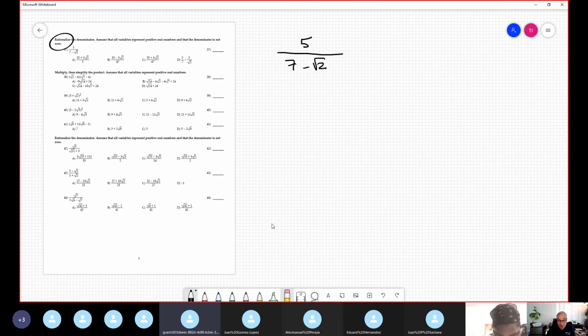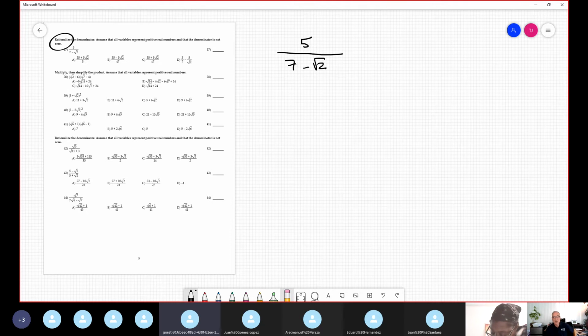In this case, different. Why is it different? Because it's binomial. Look, 1, 2 guys. So I understand very well when it's monomial. Suppose 5 radical 2. Okay, it's easy. Multiply radical 2 over radical 2. 5 radical 2 over 2. Oh, this is easy. But this is monomial. When it's binomial, it's completely different. Let me explain now.